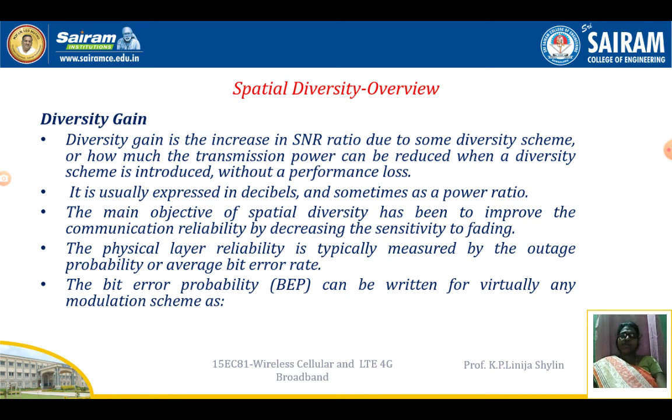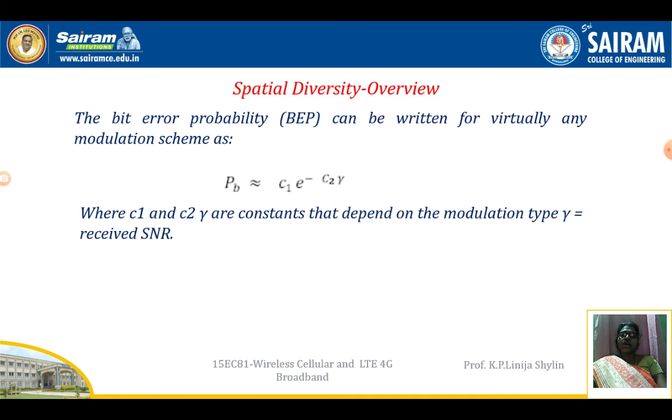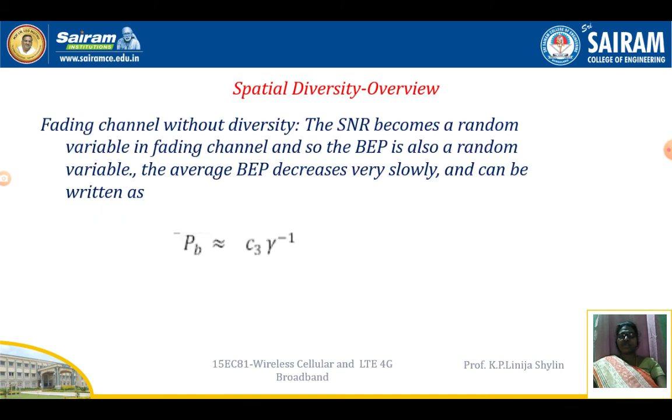The bit error probability can be represented by BEP, and it can be written for virtually any modulation scheme as PB approximately equal to C1 into e power minus C2 into gamma. C1 and C2 are constant values that depend on the modulation type, and gamma is the received signal to noise ratio. So based on the type of modulation we use, C1 and C2 will vary.